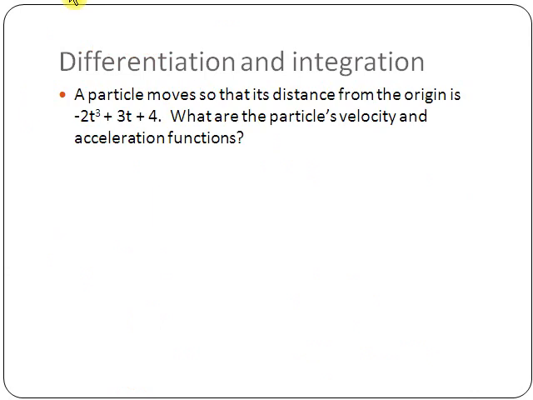And so let's move on here. Let's suppose we have a case. A particle moves so that its distance from the origin is negative 2t cubed plus 3t plus 4. What are the particle's velocity and acceleration functions? So we know its distance is negative 2t cubed plus 3t plus 4, and so this right here is our d of t. So I say that d of t for this is equal to negative 2t cubed plus 3t plus 4.